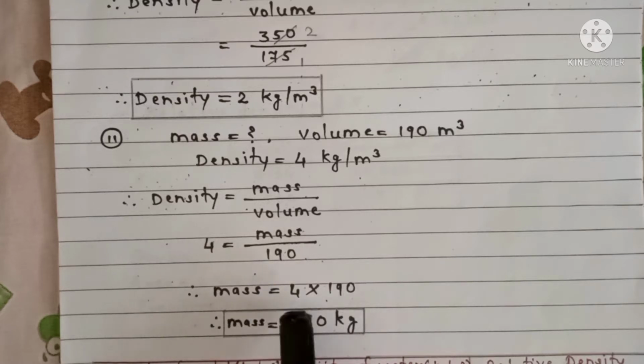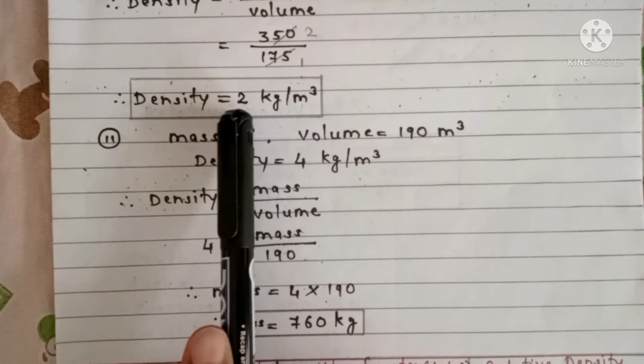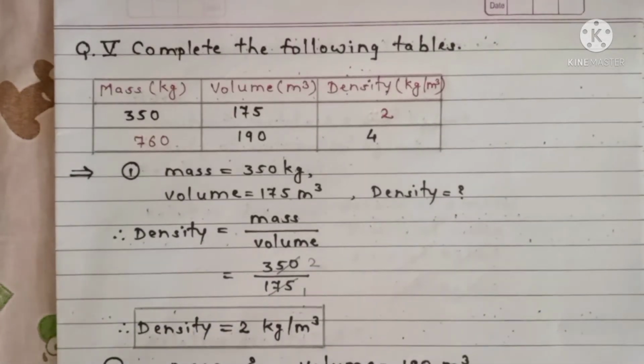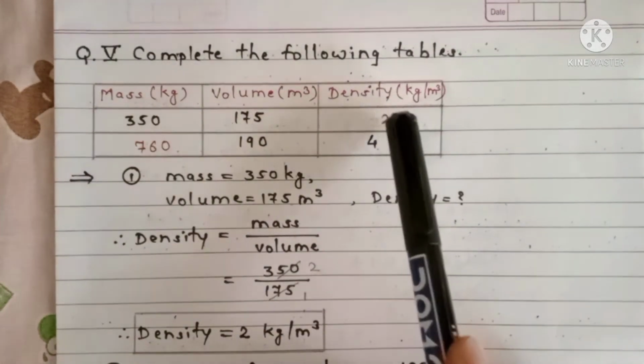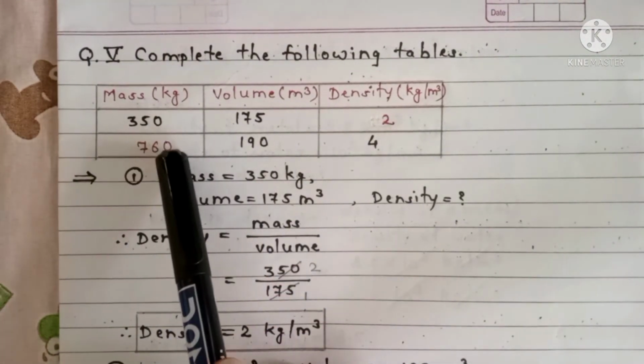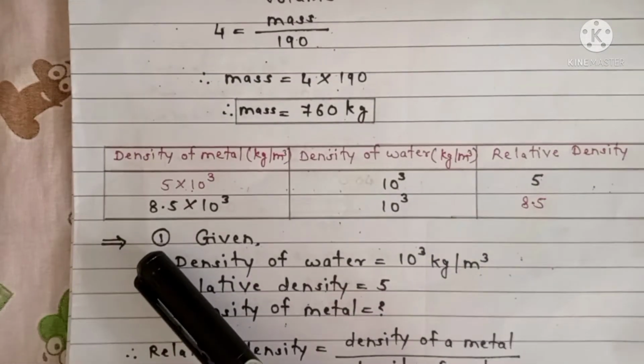Therefore mass is equal to 4 into 190. So 19 4s are 76, and 0 as it is. Therefore mass is equal to 760 kilogram. In the first example we got density 2 kilogram per meter cube, and in the second we got mass 760 kilogram. Let us put both the values in the table: density 2 and mass 760. So we complete that table side by side.